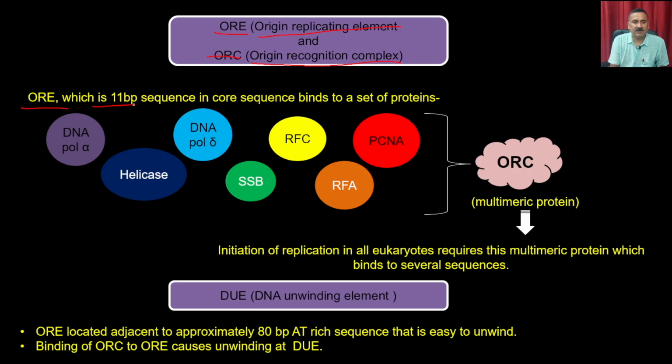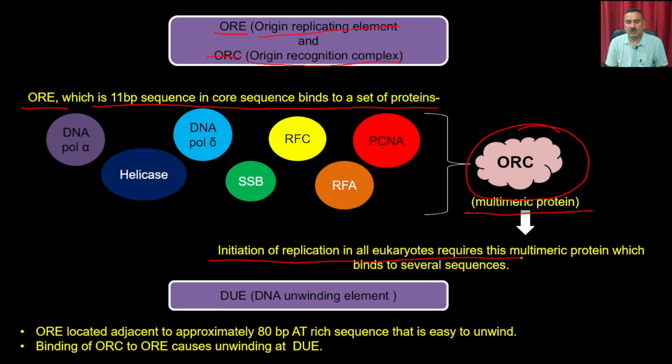The ORE, a 111 base pair sequence in the core sequence, binds a set of proteins, for example DNA pol alpha, helicases, DNA pol delta, RFC, PCNA, SSB and RFA, which all assemble onto the origin recognition complex, a multimeric protein. Initiation of replication in all eukaryotes requires this multimeric protein, which binds to several sequences. The ORE is located adjacent to an approximately 80 base pair AT-rich sequence that is very easy to unwind. The binding of ORC to ORE causes unwinding at the DUE, the DNA unwinding element.